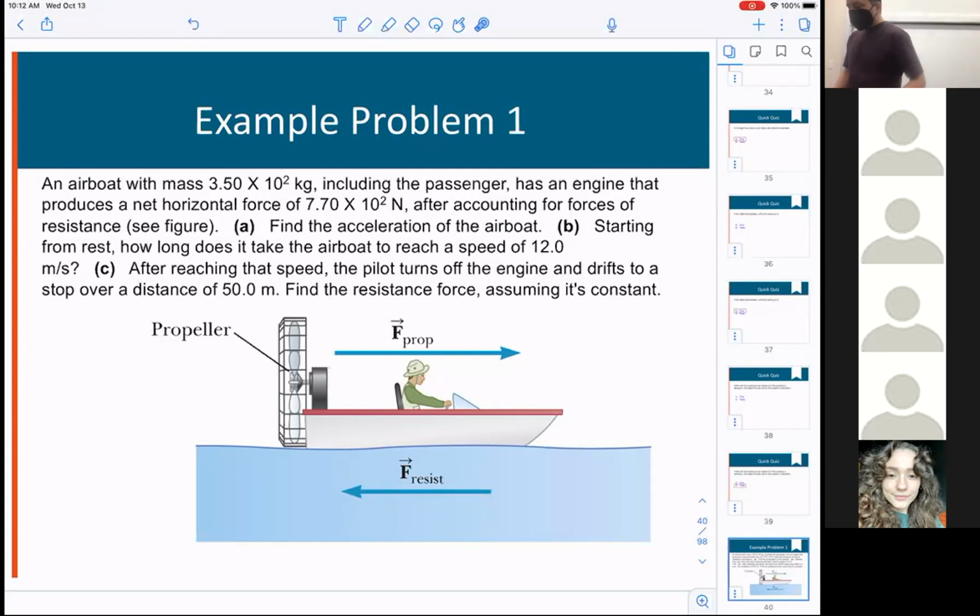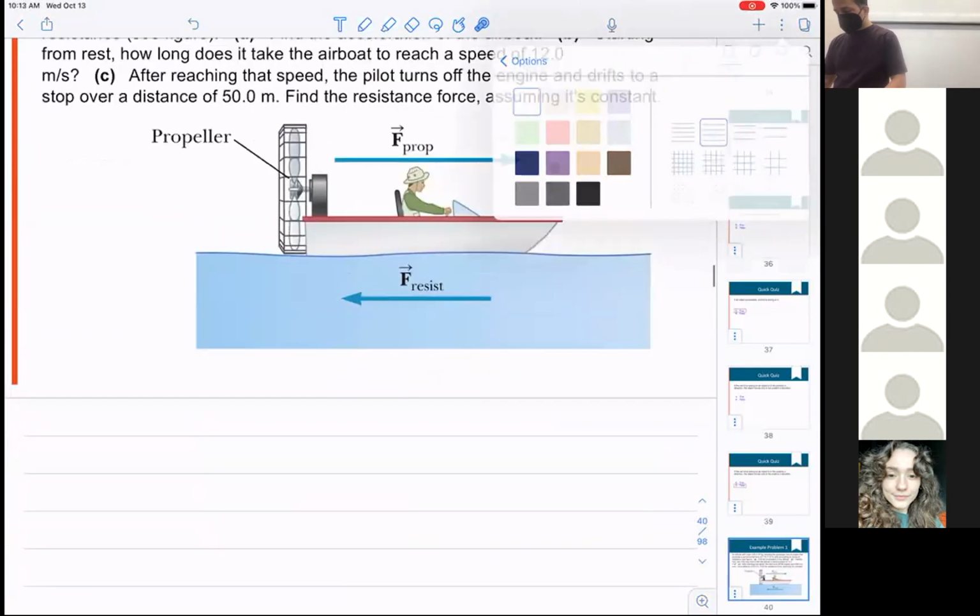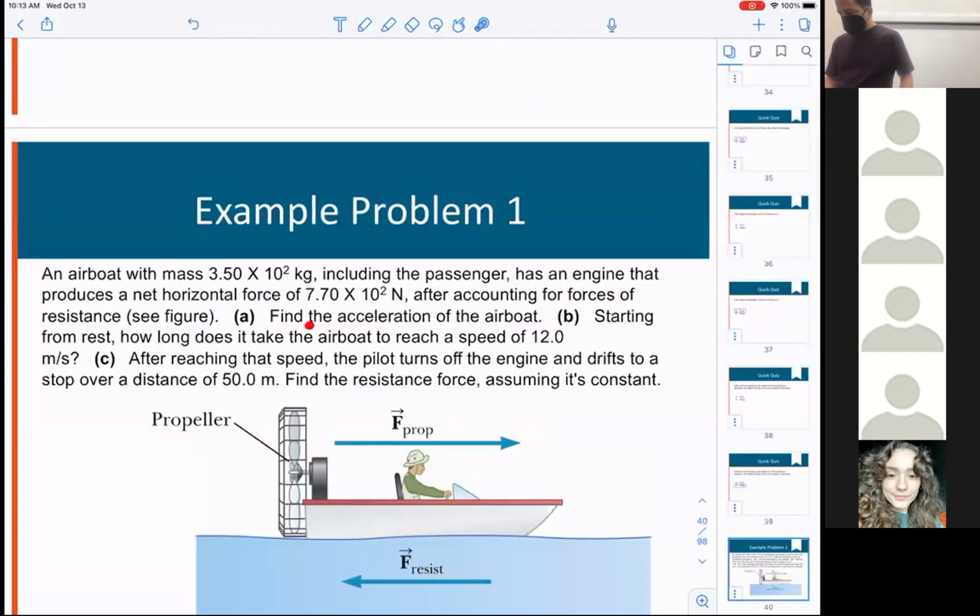And of course, there's a force of gravity down, and then the water will be pushing back up. We're going to ignore that because all of that is happening in the vertical direction. And again, F equals ma is a vector equation, and I can think about the x motion separately from the y motion. So we'll just focus on the x motion for now. And so if I were to approach this problem, let's see, what did they ask precisely? They ask in part A, find the acceleration of the airboat, right?